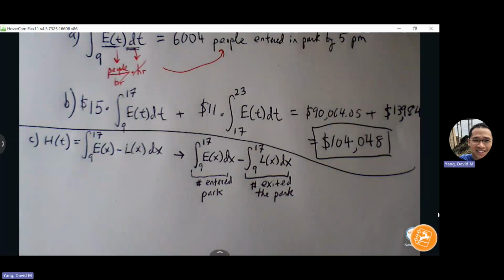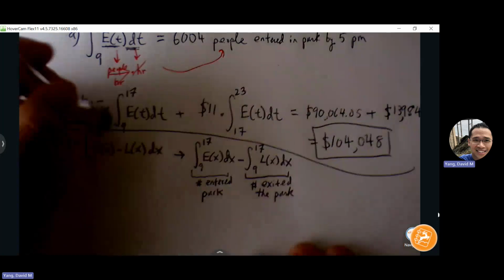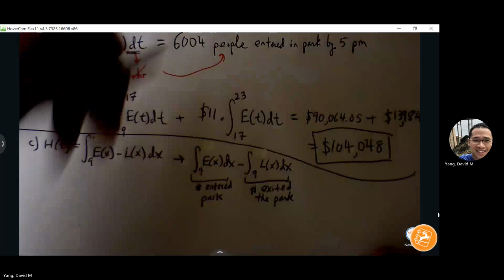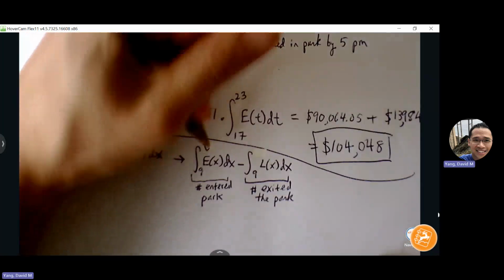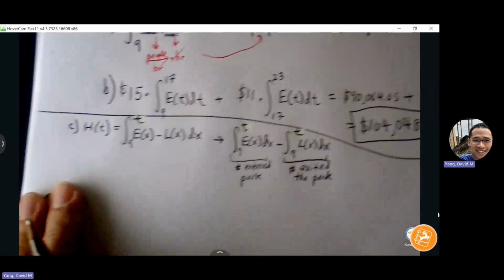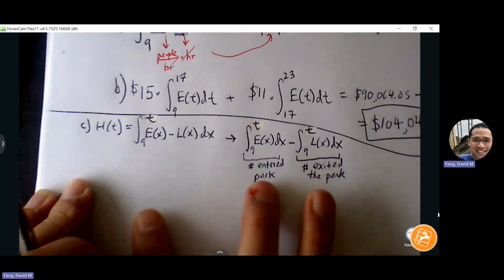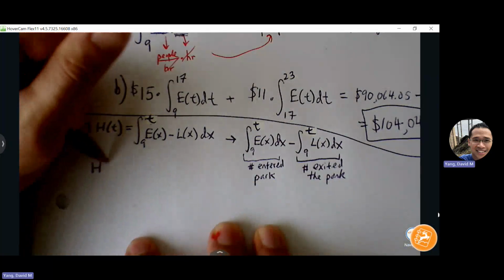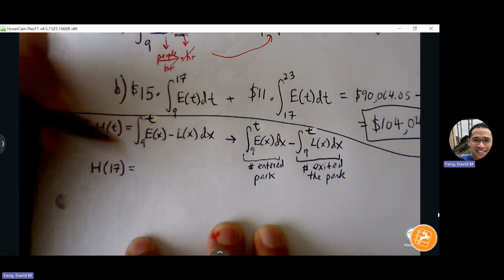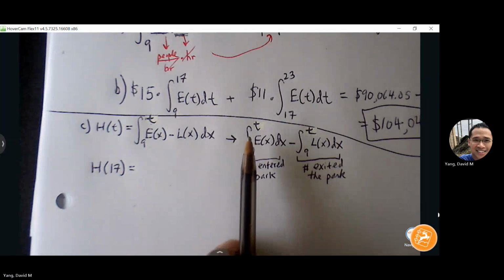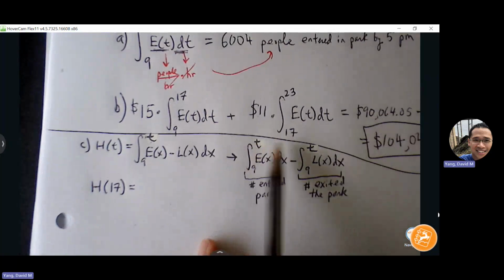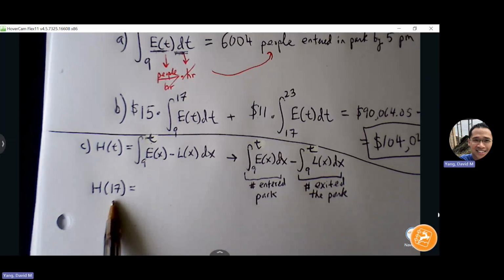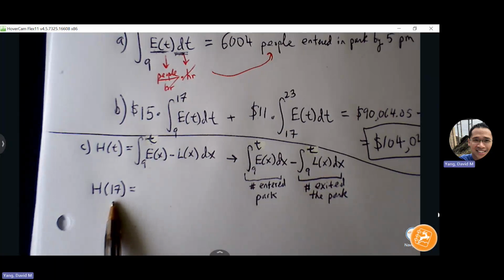Sorry, the 17 has not been inserted yet, but it will. So t is flexible. It can be any value. That's the formula, right, up to that time. So what do you think h of 17 is going to represent? The number of people left in the park. What does that 17 mean? At 5 p.m. Okay, good.